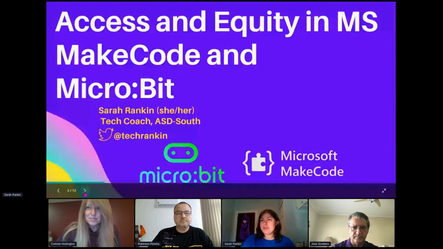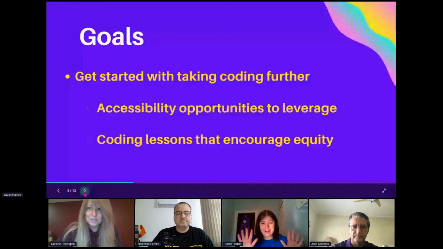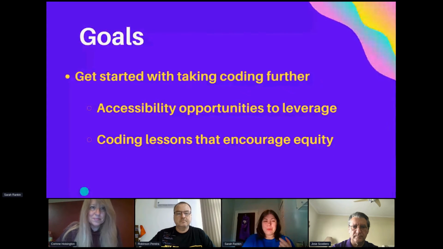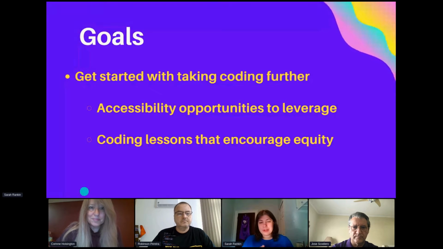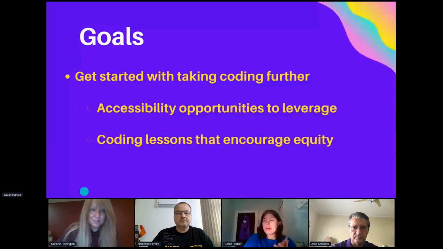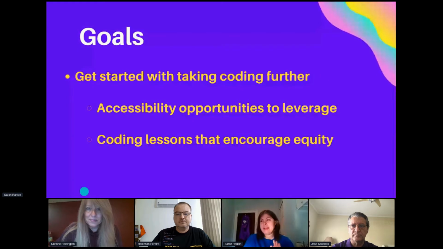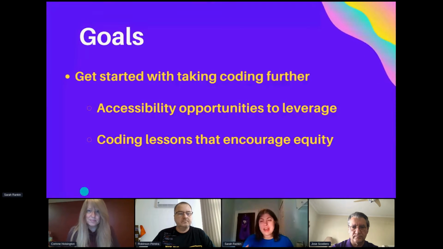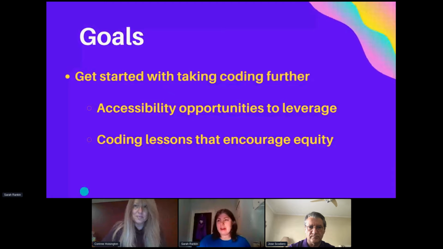So let's dive into our goals for this 5-minute lightning talk. First thing will be accessibility opportunities that we can leverage that are built into the Microbit, but also that are built into Microsoft MakeCode. And then also we're going to talk a little bit about making coding lessons that are going to encourage equitable thinking in your students, and also encouraging yourself to think through a different lens when you're preparing those lessons so that they are equitable.